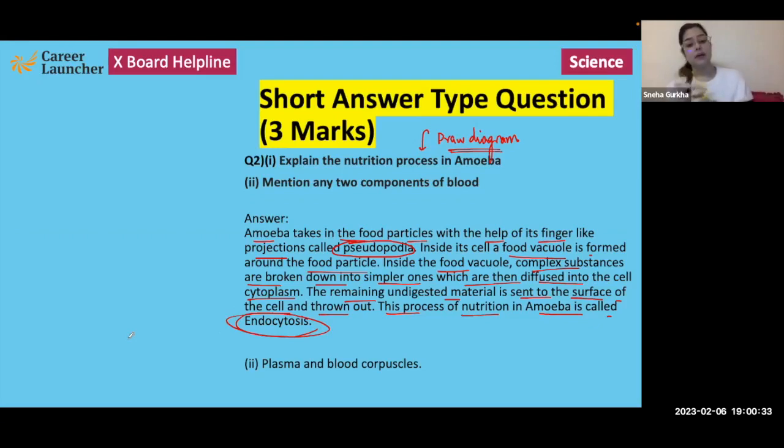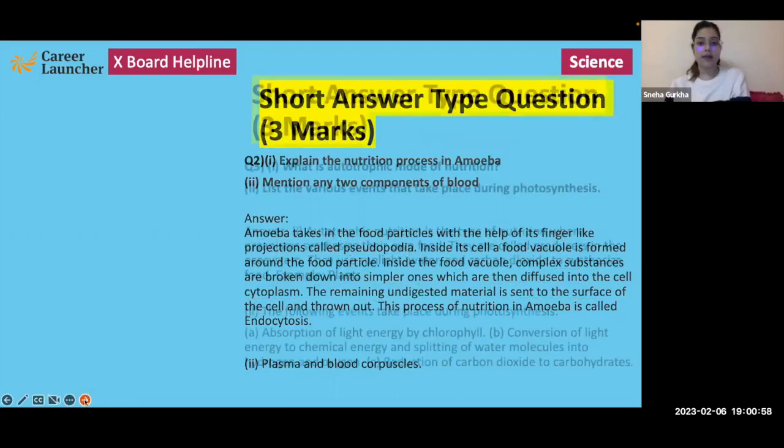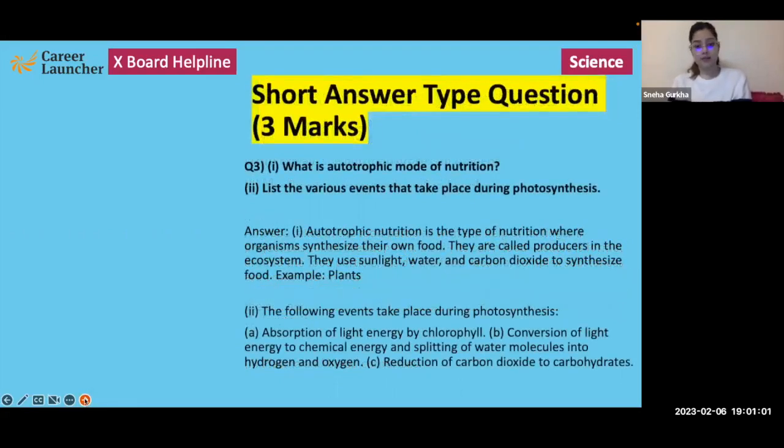The next part of the question is, mention any two components of blood. So here plasma and blood corpuscles are given. You can write plasma, RBC, WBC, whatever, there is no fixed right answer to this. Given a broader range, we have mentioned it as plasma and the blood corpuscles. All right. Next question, again, it is broken down into two parts. So we can say that each part carries around 1.5 marks each. Let's have a look at the question.